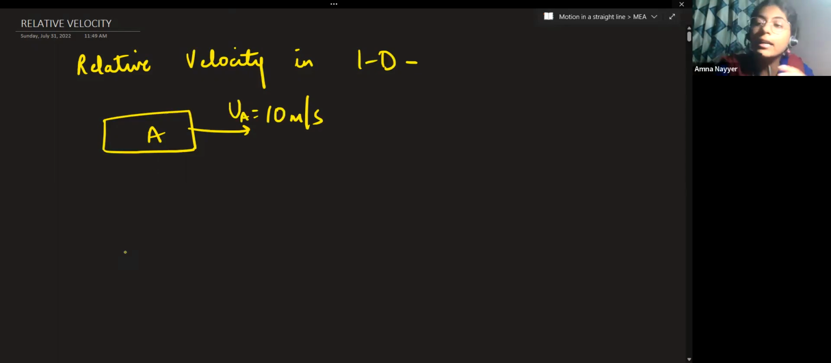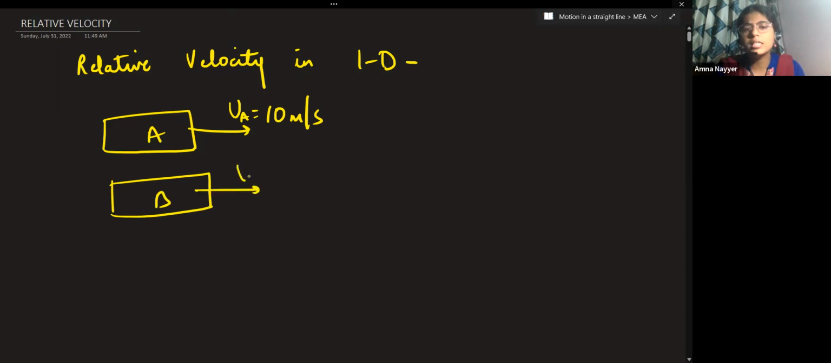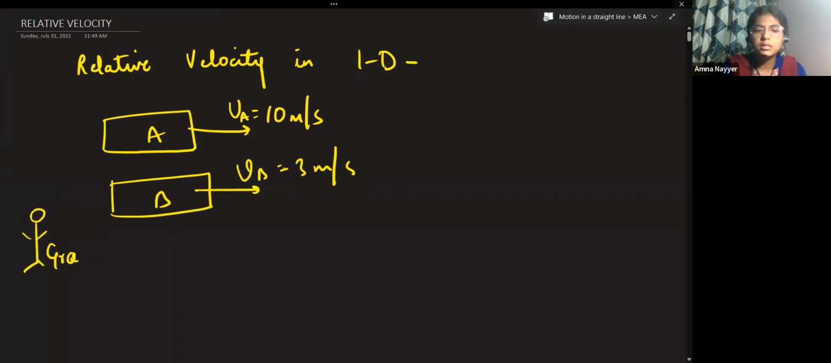Now, how do I get involved with the relative velocities concept? Let's say I have another car, car B, which is moving with 3 meter per second. It's moving slower than car A. And a person is standing on the ground. These three are the conditions. The person who is standing on the ground is at rest.